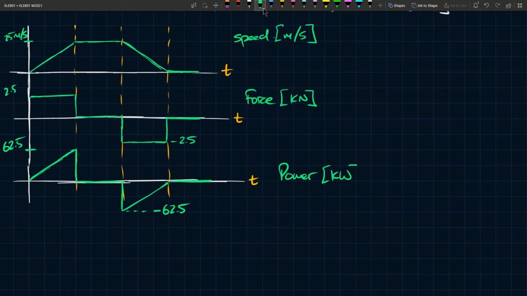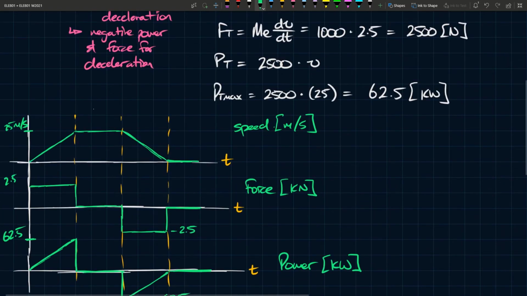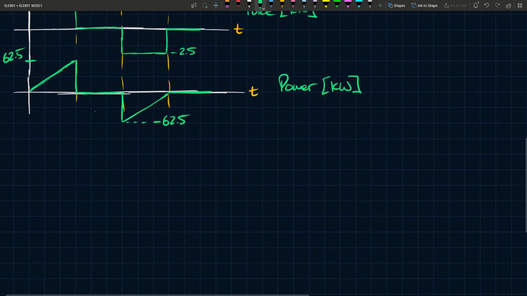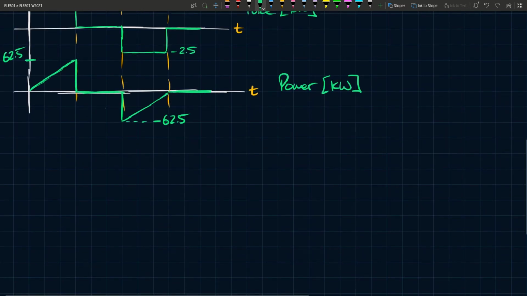So we see we have a certain type of profile here. So I guess this is acceleration, this is cruising, and then this is deceleration in the third region. So now we're going to move on to part B.